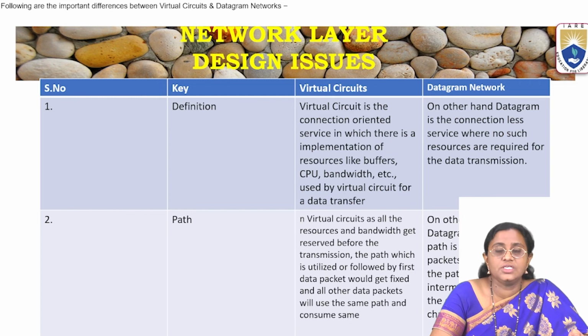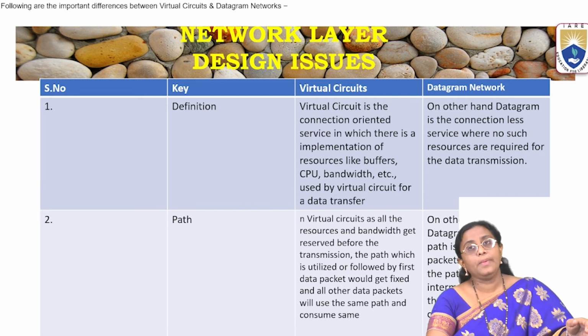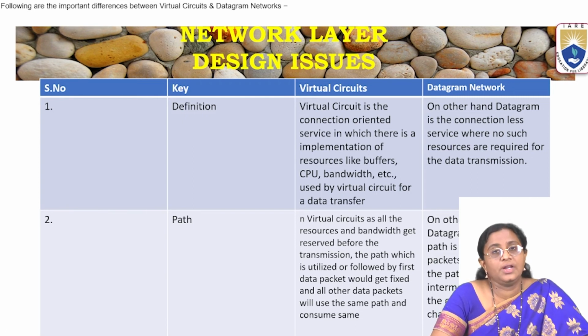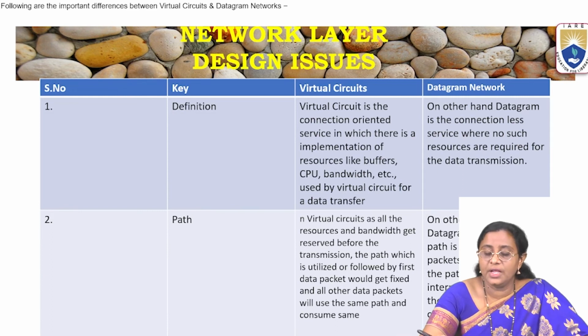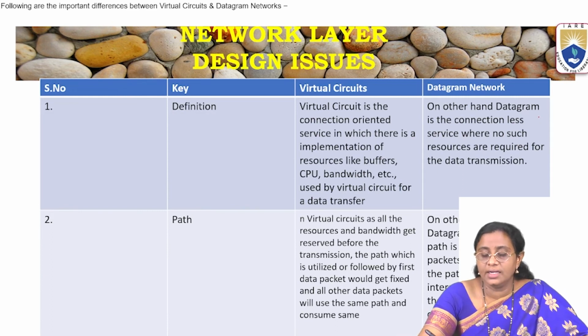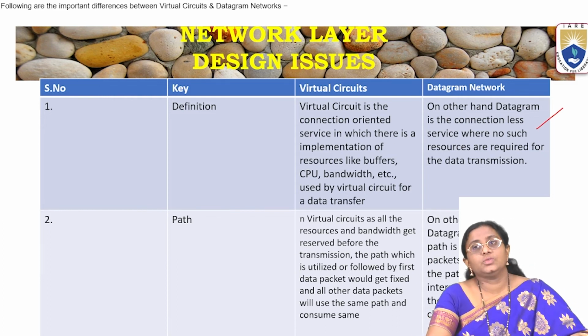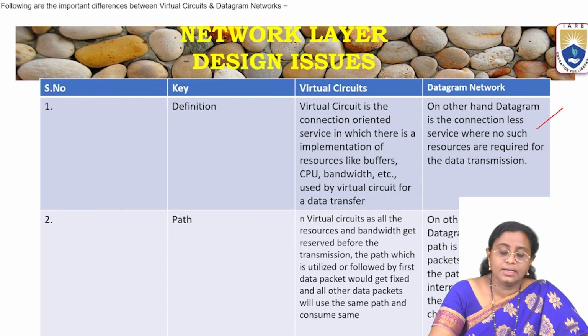The first one is the definition. A virtual circuit is a connection oriented service in which there should be implementation of resources like buffers, CPU, bandwidth, and parameters, the transmission bits and the error bits, detection of the error bits, used by the virtual circuit for data transfer from one node to another node. The datagram network, on the other hand, is a connectionless service, where no such resources are required for the data transmission.